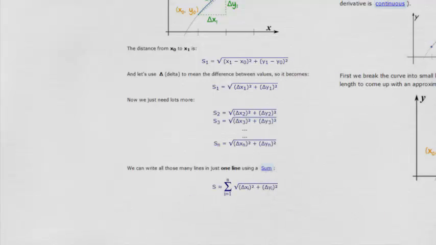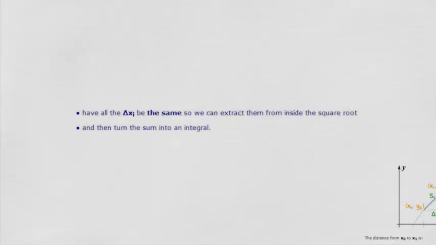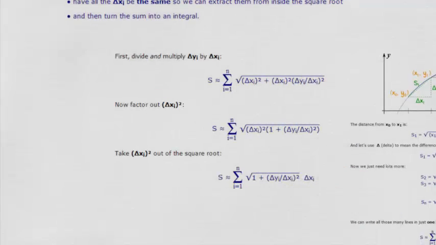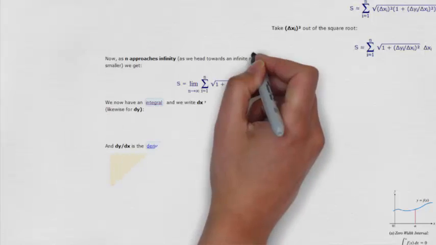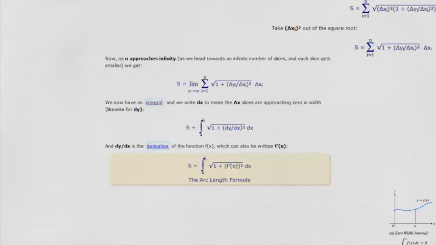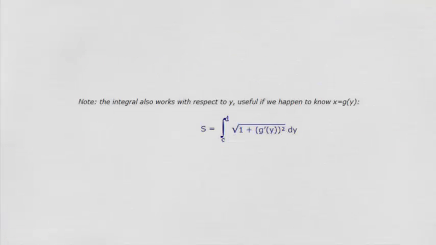We can write all those many lines in just one line using a sum. We have the delta x1 be the same in each term, so we can extract them from inside the square root, and then turn the sum into an integral. First, multiply and divide by delta x1. The factor of delta x1 squared, take out of the square root. Now, as the slices approach 0 again, we have an integral with dx to mean the delta x approaching 0 limit, and dy/dx is the derivative of the function f of x, which can also be written as f prime of x.